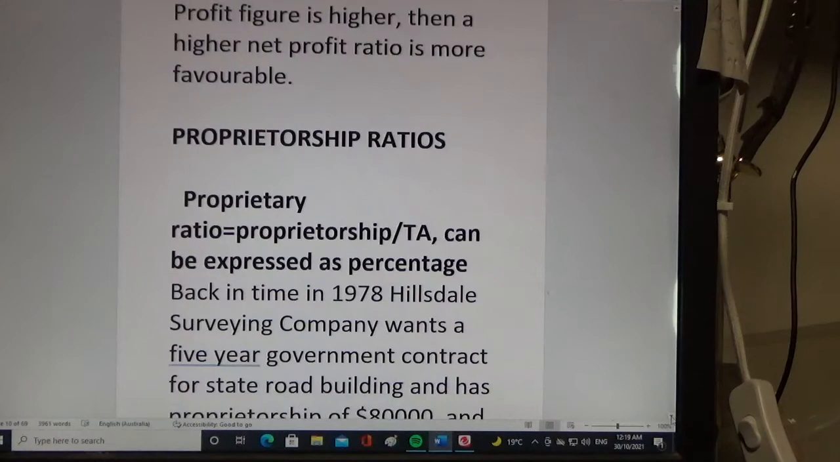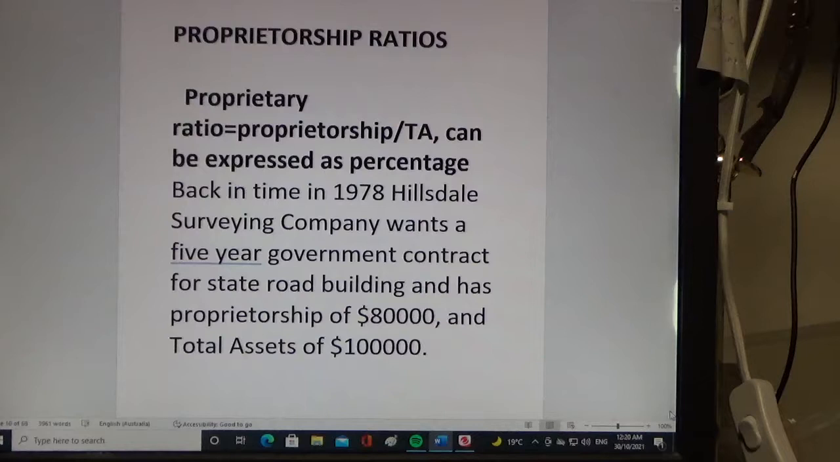But those gross profit and net profit ratios aren't the end of the world. There's more important ratios, and working capital is one. Debt to equity is another really important one, which we'll get to later. Proprietorship ratio. What is proprietorship? Well, it's net assets or owner's equity. It's the difference between total assets minus total liabilities on the balance sheet. Proprietorship is a little bit of an old-fashioned name for net assets or owner's equity.